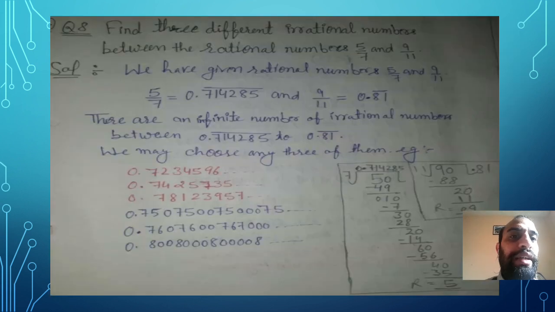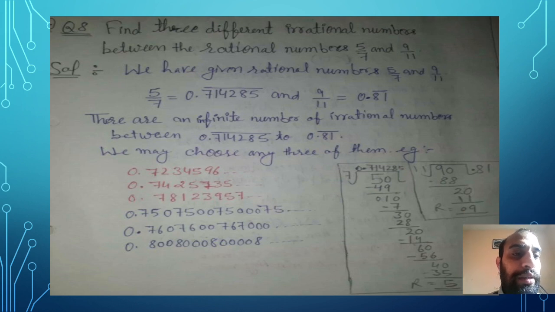Find three different irrational numbers between the rational numbers 5 upon 7 and 9 upon 11. So this is an important question: how to find irrational numbers between given rational numbers. To solve this, first we need to perform division. You can see in the rough area I have already divided both of the parts.